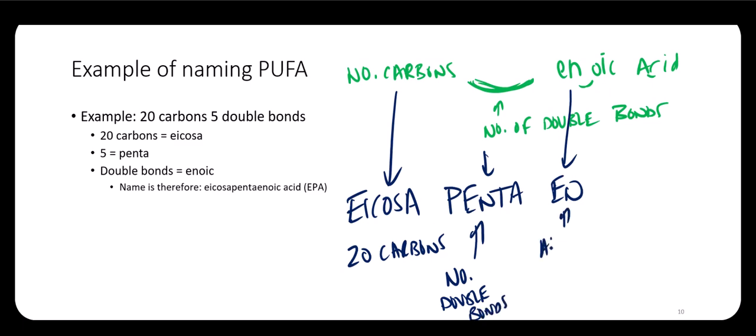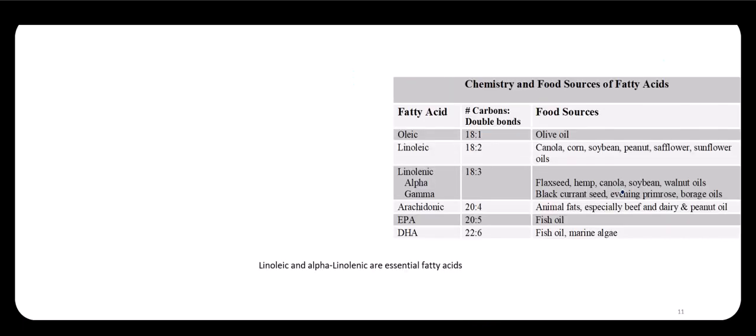This is the alkene unsaturated part. And then oic acid. Of course, one word, even though I have it split up so you can see the parts. So icosapentanoic acid is our fish oil, 20 carbons, 5 double bonds, and unsaturated oic acid for fatty acid. Okay, and a few examples. And here we have the number of carbons is 18 or 20, and the number of double bonds.